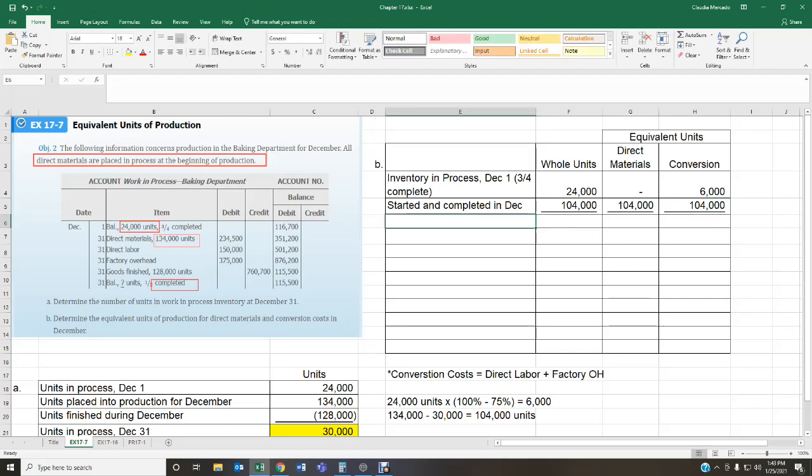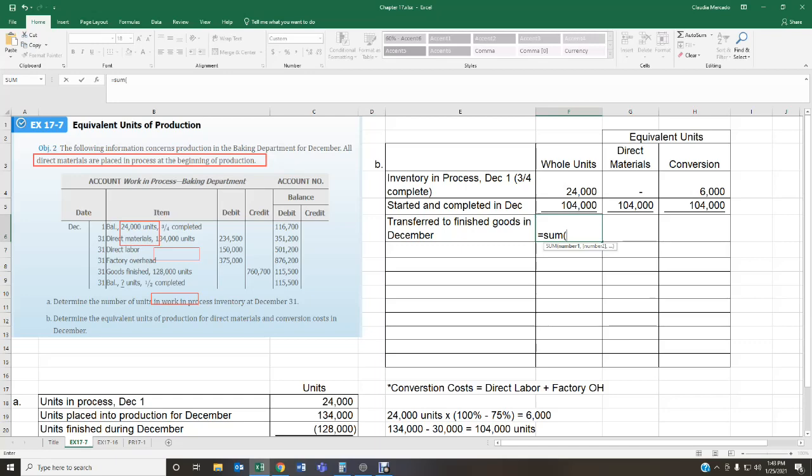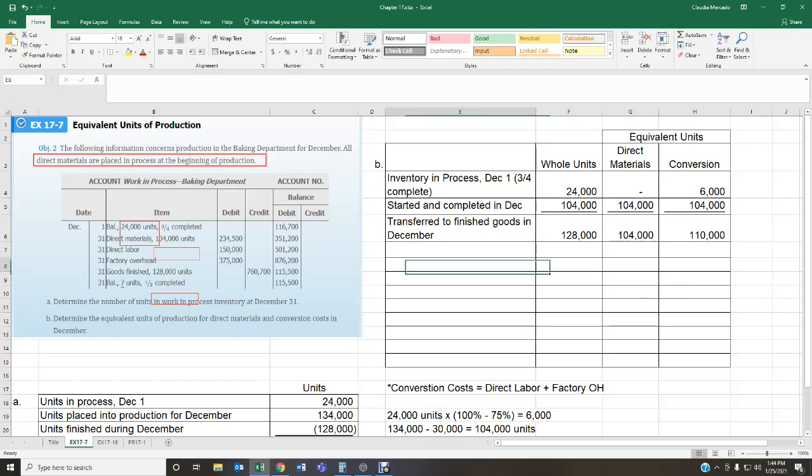So now that we have our beginning inventory and what we started and completed, I can get what was transferred to finished goods in December. I'm going to add my beginning inventory plus what I started and completed, and we're going to get a total for each column. So I've got 128,000 for my whole units. I've got 104,000 units for direct materials purposes, and I've got 110,000 units for conversion cost purposes.